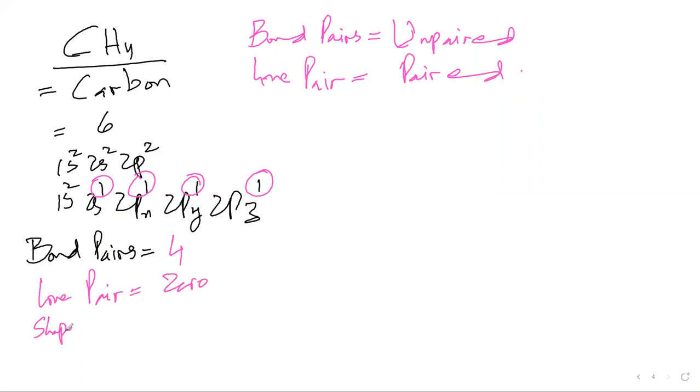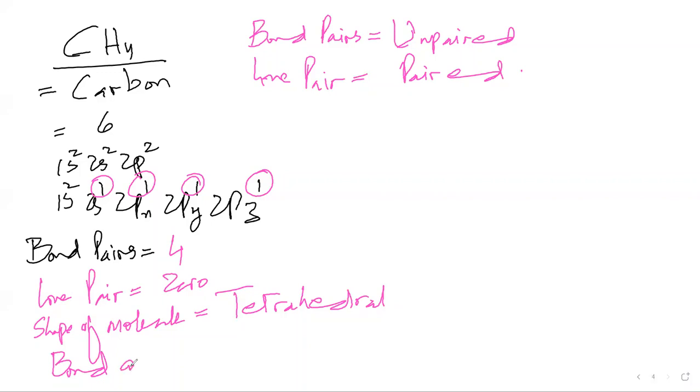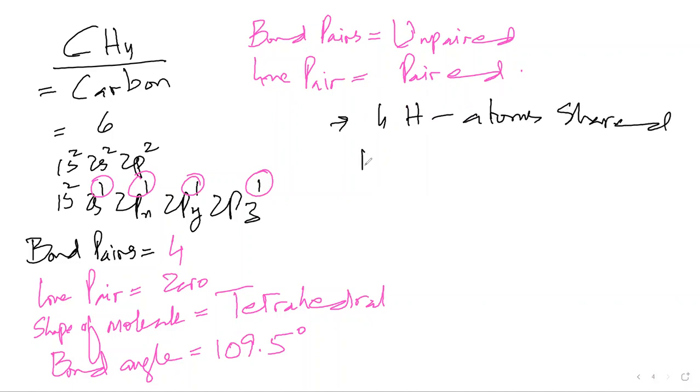So the shape of the molecule becomes tetrahedral, and the bond angle becomes 109.5, just because this is tetrahedral and there is no lone pair present, 0 lone pairs. So how many hydrogen atoms? 4 hydrogen atoms share their electrons to form carbon-hydrogen sigma bonds.